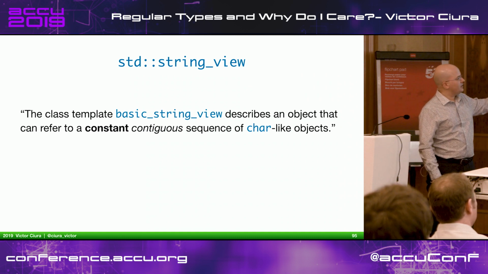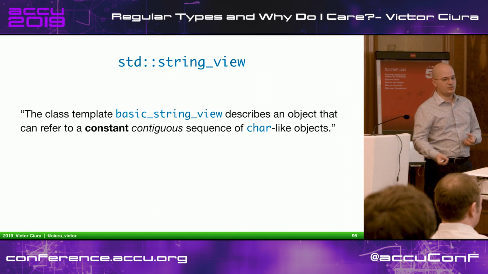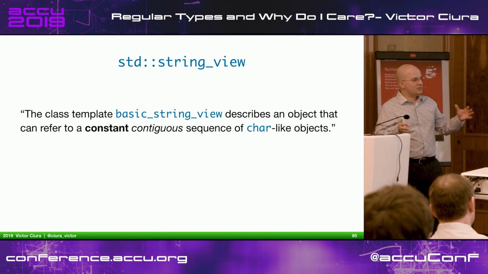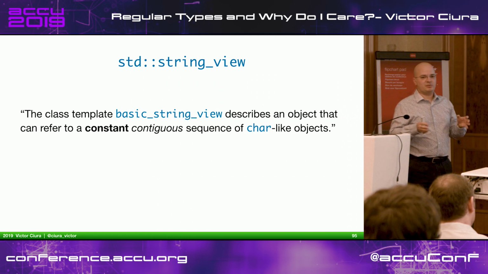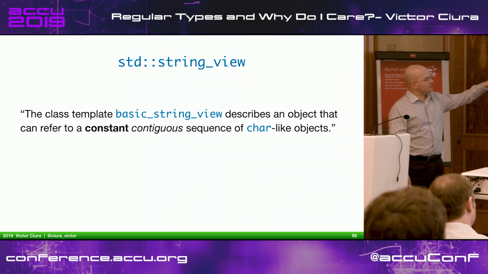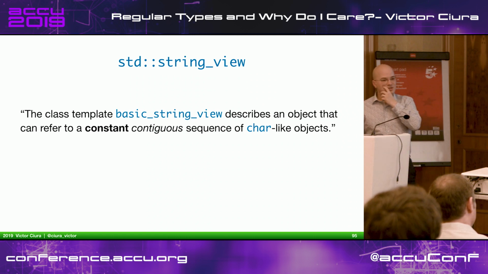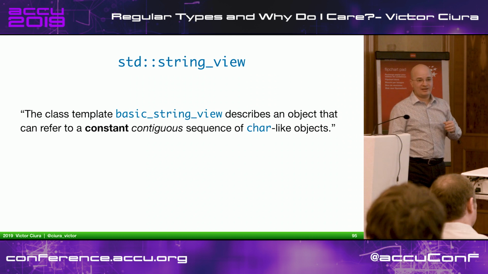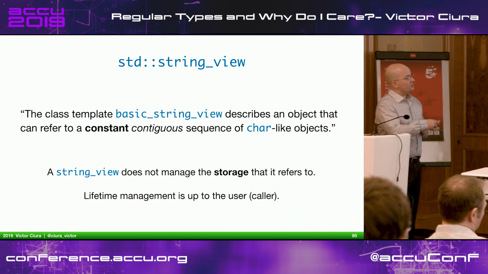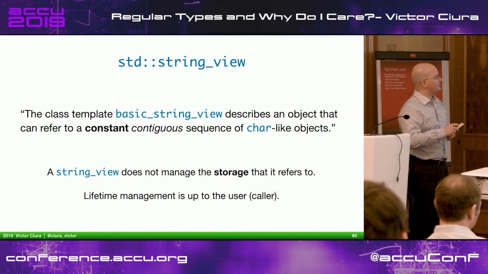This is basically a class template describing an object that can refer to a constant contiguous sequence of character-like objects. So it's basically a view, like the name says, into a constant sequence of characters. So maybe a partial view into a string or something like that, or some string literal. And the important bit here, I would say, is constant sequence. This is, I think, the important bit. And we'll have to make that distinction when we talk about span, because in the case of span, that's not true. String view does not manage the storage it refers to. The lifetime management is up to the caller, and this is the tricky part.